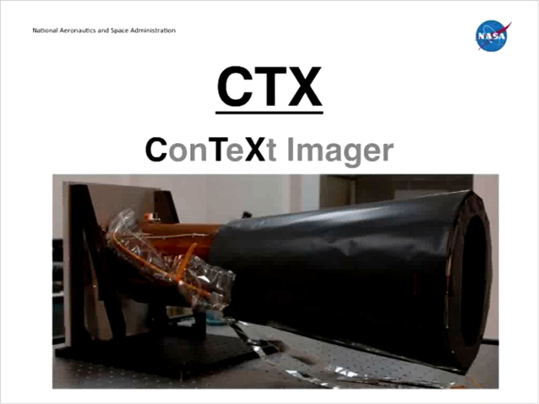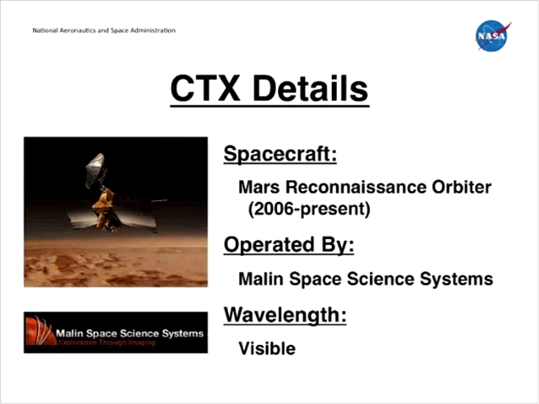Now another instrument that you might be using as part of your research project is the CTX camera, and that stands for the Context Imager. Now the CTX camera is on board a different spacecraft, the Mars Reconnaissance Orbiter, which has been orbiting Mars since 2006. This camera is operated by the Malin Space Science Systems Company in San Diego, California. And unlike the Themis camera, the CTX is only a visible light camera.